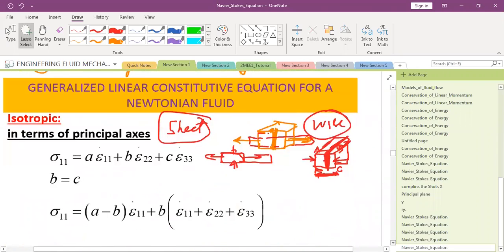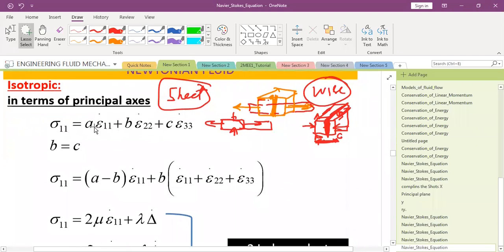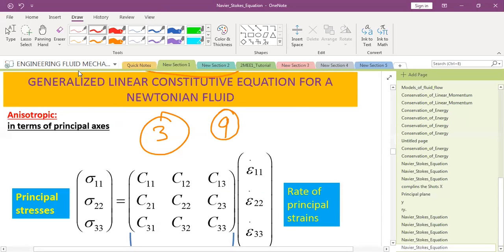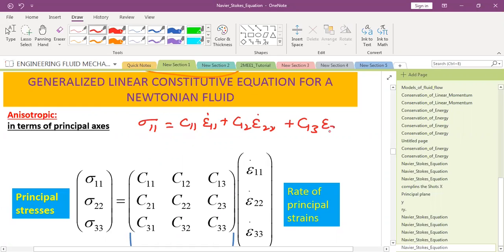So now I'm again writing down. Please be careful now. What I have done is I have written down, this is essentially C11, this is C12 and this is C13. These two are equal. C12 is equal to C13. And what I have done is I am putting it here. Please be careful now. Wait for a second. So this is sigma 11 is equal to C11 epsilon 11 dot plus C12 epsilon 22 dot plus C13 epsilon 33 dot.